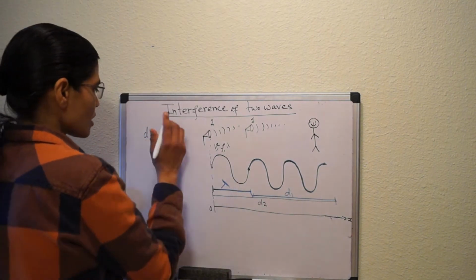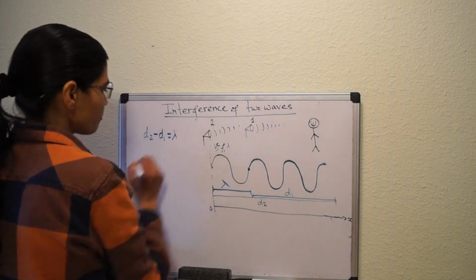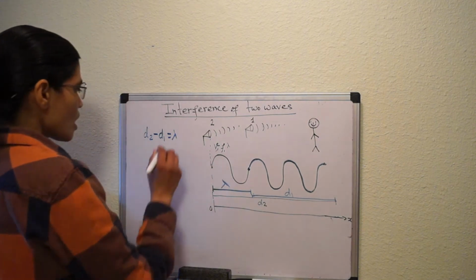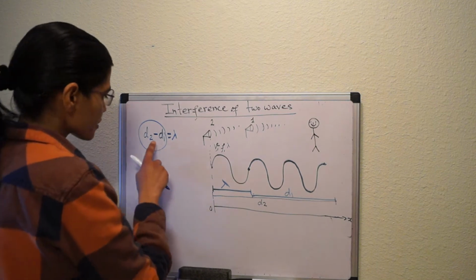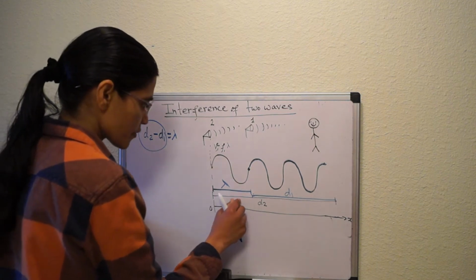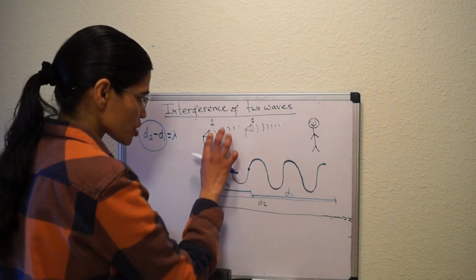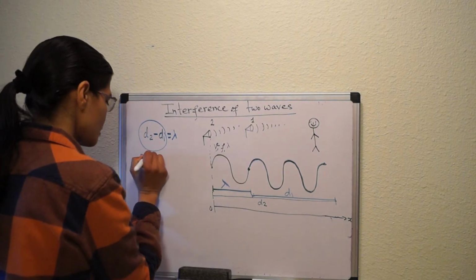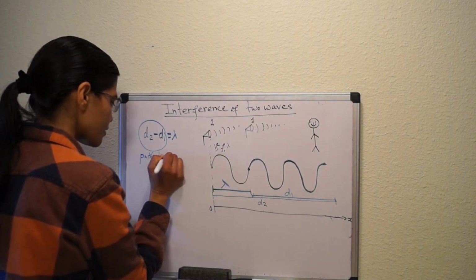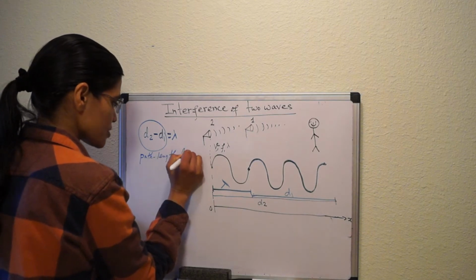In this case, it is lambda, but we give a special name to this quantity, the difference in distance between the two sources of the wave. This is called path length difference.